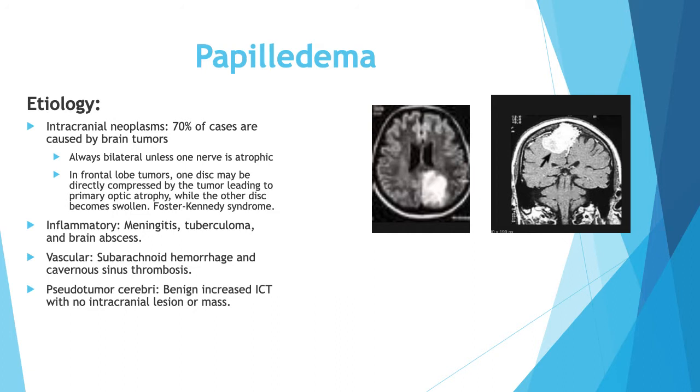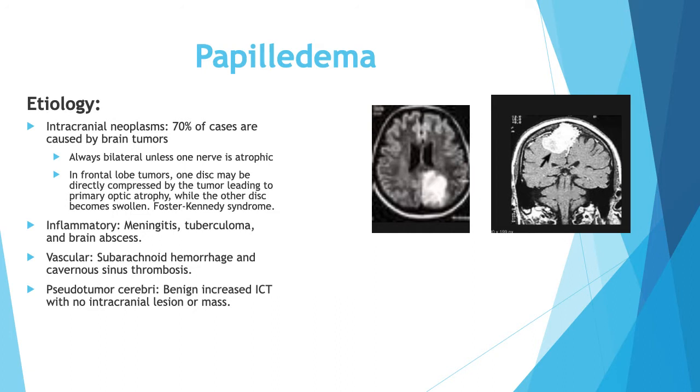Papilledema is always bilateral, and sometimes the optic nerve is atrophic on one side, and there is papilledema on the other side. We call it Foster-Kennedy syndrome, and it's explained by frontal lobe tumors. We can even diagnose where the tumor is by looking at the fundus, because in the frontal lobe tumor, there is direct pressure on the optic nerve in one eye, and in the other eye papilledema due to increased intracranial tension.